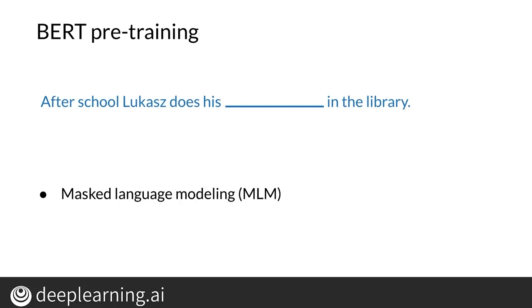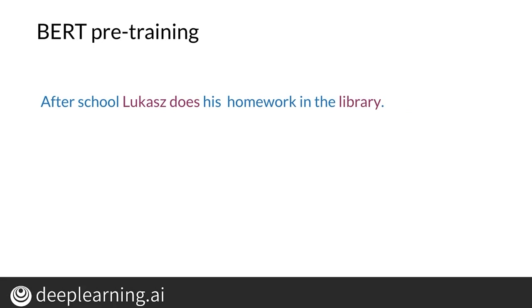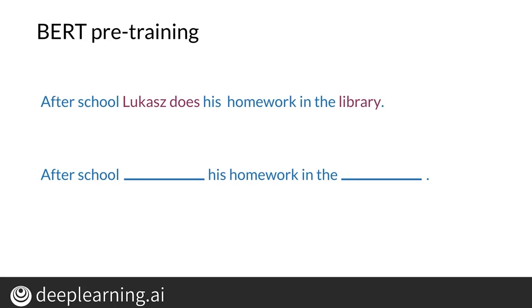To do so, usually you just add a dense layer after the Ti token and use it to classify after the encoder output. You multiply the output vectors by the embedding matrix to transform them into vocabulary dimension, and you add a softmax at the end. So this is another sentence: after school, Lucas does his homework in the library. And then: after school, blank, his homework in the blank. So you have to predict "Lucas does" and then "library" also.